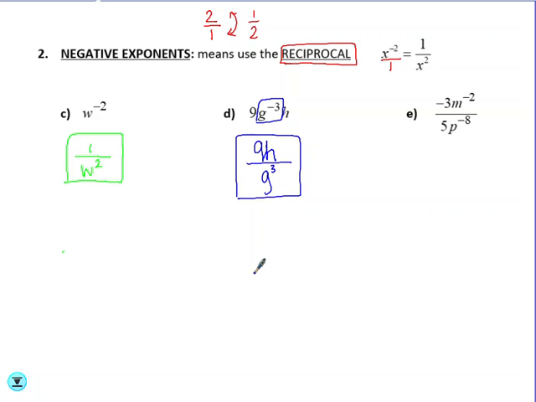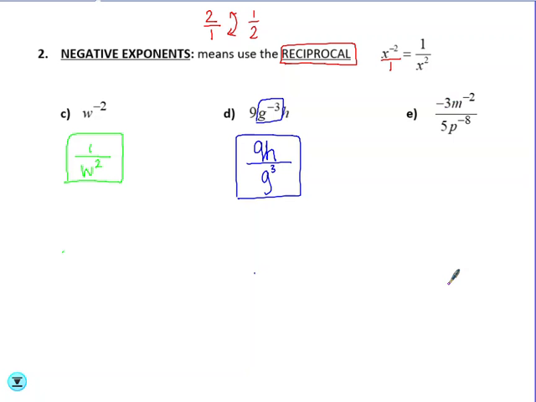Our last example for this law of exponents, we have negative 3m to the negative 2 over 5p to the negative 8. Again, you need to look carefully. The negative 3 and the 5 do not have negative exponents, so they are going to stay where they are. The m and the p are the only terms with negative exponents. Here's how I like to think about this.